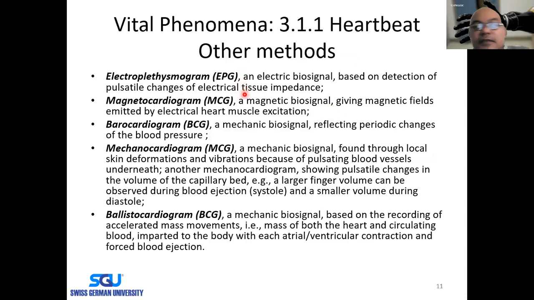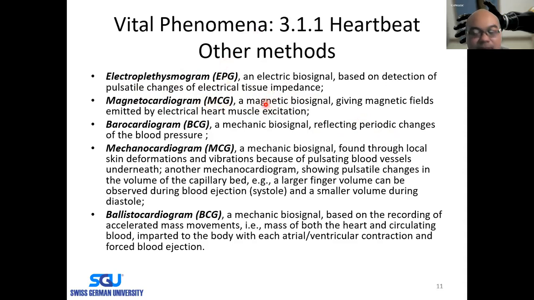Other methods that can be used to measure biosignals of the heartbeat include the electroplethysmogram, EPG. This is an electric biosignal based on detection of pulsatory changes of the electrical tissue impedance. So there is also an electrical signal related to the heart pulse that can be measured from the tissue impedance. The tissue impedance also changes when the heart is beating.